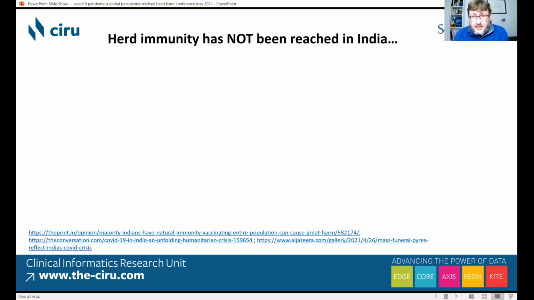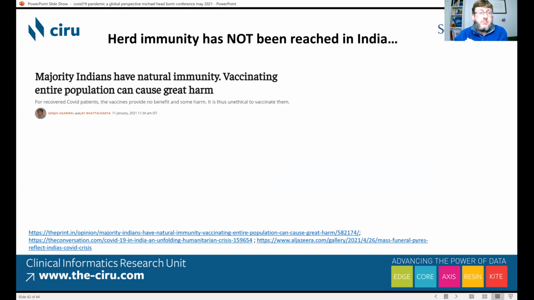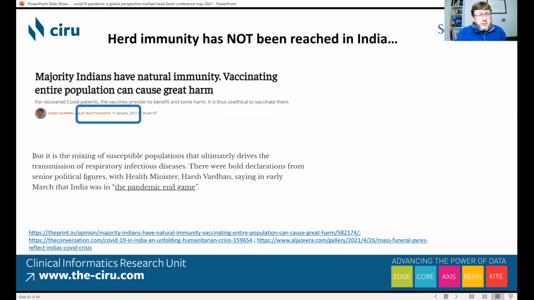And herd immunity has definitely not been reached in India. It's pretty obvious that it has not been reached, despite claims from others, including Great Barrington Declaration fans as well, who said in January this year that vaccinations are bad and that natural herd immunity is great, including in India. And then you get messaging from the politicians. So Modi, the country's leader, has been encouraging people to mix and saying that the pandemic's over. The health minister said that India was in a pandemic endgame.